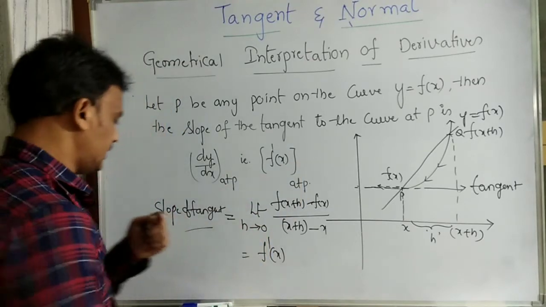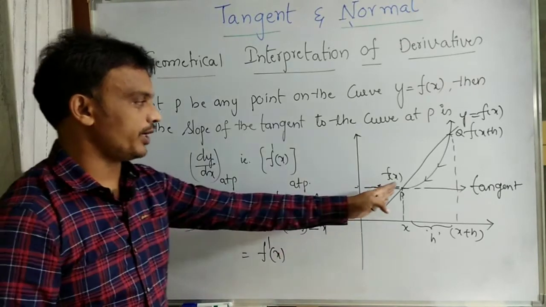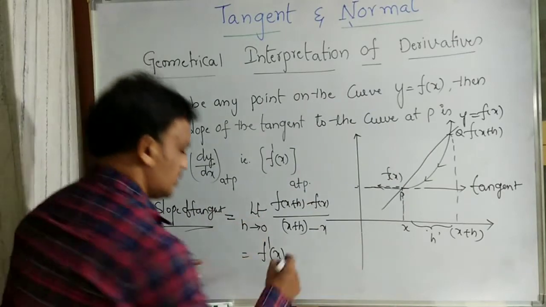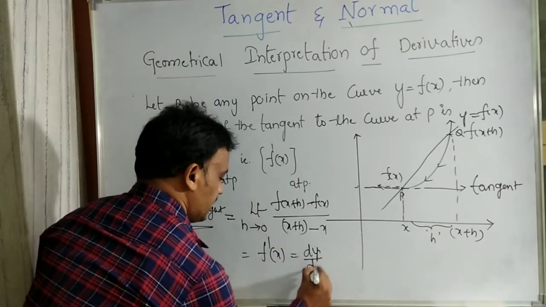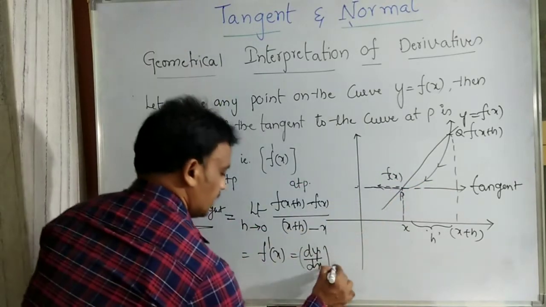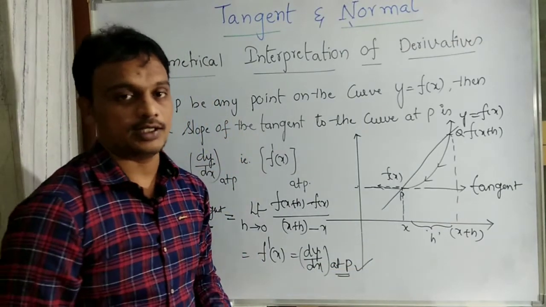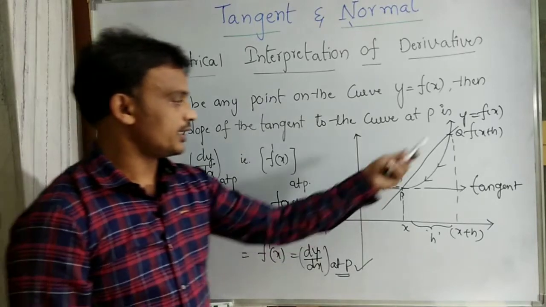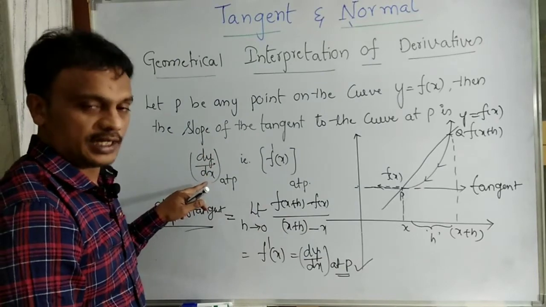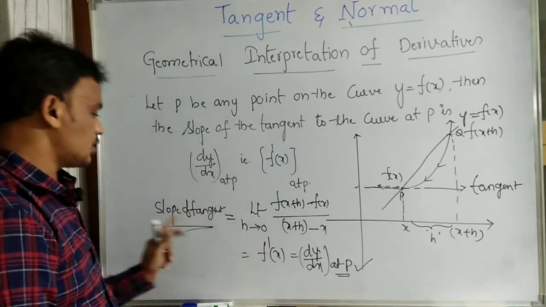Finally, I am going to define it: the slope of the tangent at the point P is nothing but the derivative of the function, dy by dx. So the same thing I can write as dy by dx, the derivative of the curve at that particular point P. Like this, I am defining the slope of the tangent. Finally, the slope of the tangent to the curve simply means you find the derivative of the function with respect to x, of course, at the point P, which is called the slope of the tangent.